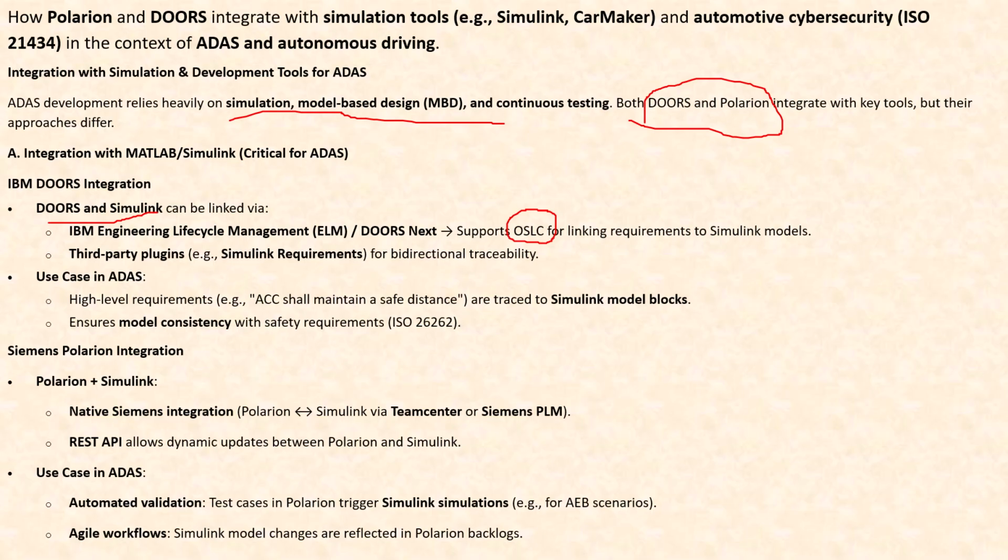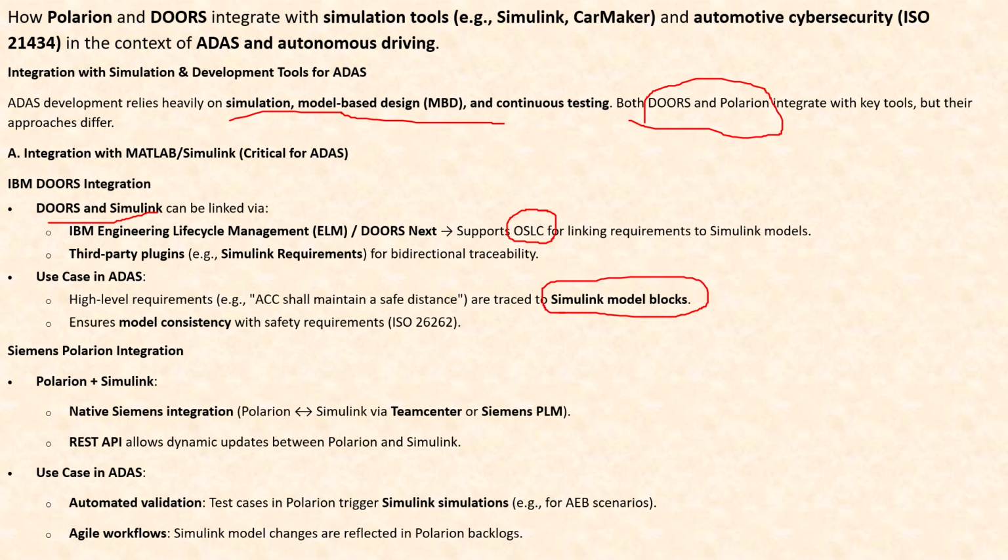model blocks. For example, ACC shall maintain a safe distance. This is a very high level requirement. There is nothing specific in this particular requirement, but these kinds of high level requirements can be traced to Simulink model blocks. Now what is the role of Simulink? I am sure everybody knows how Simulink is coming into this picture.